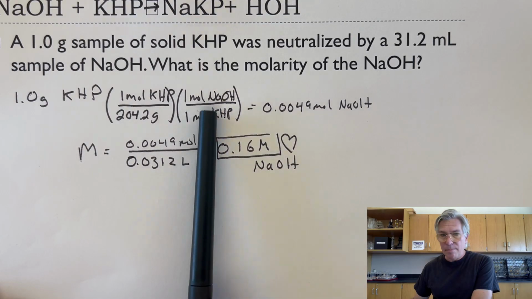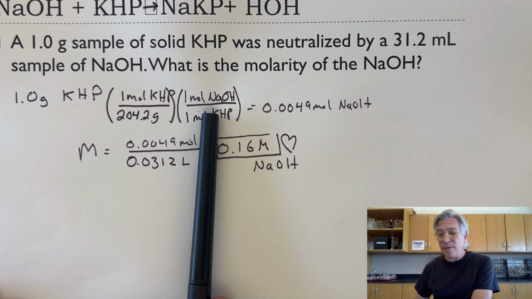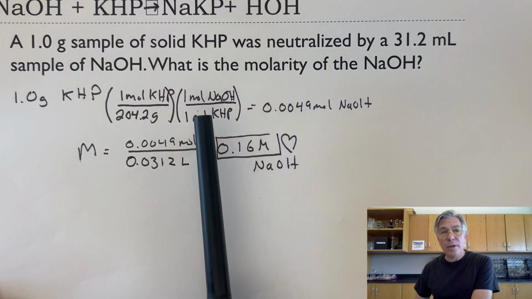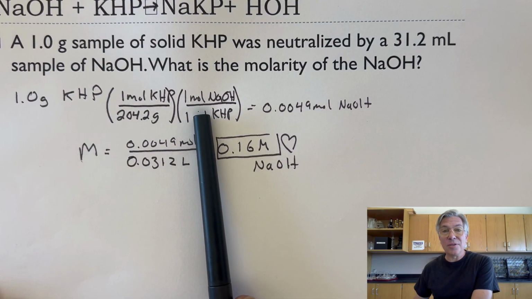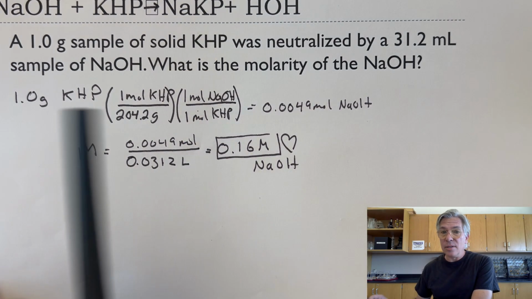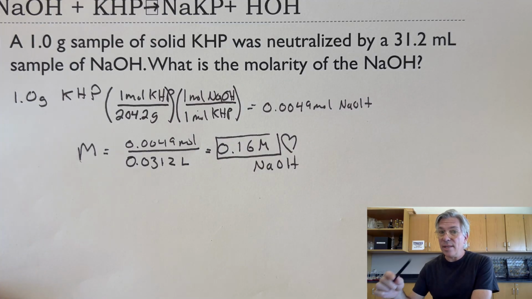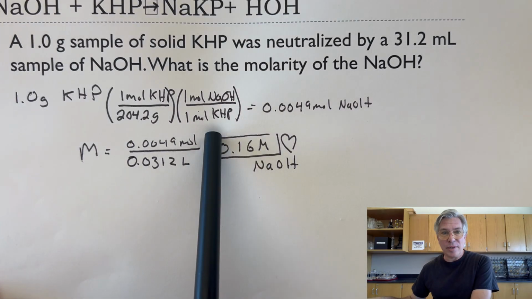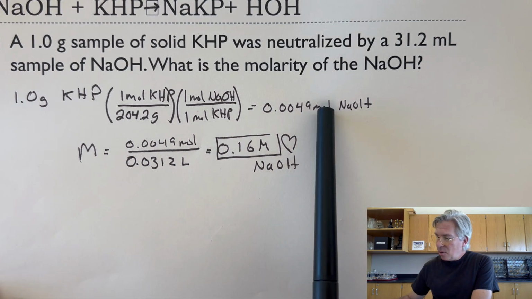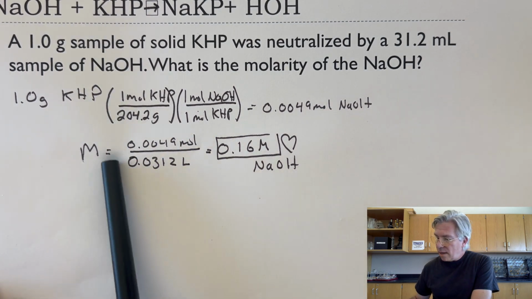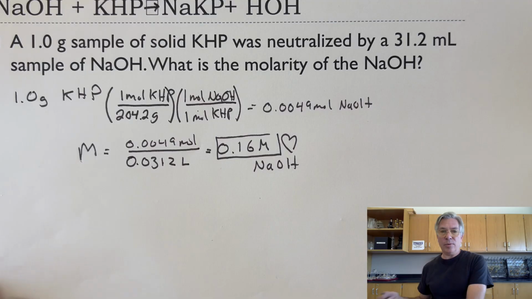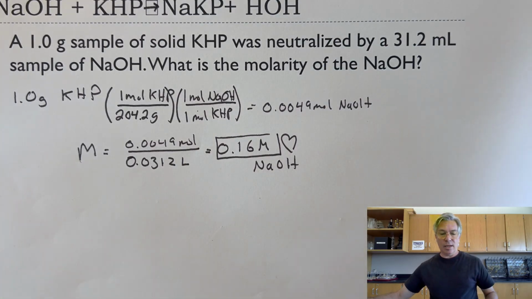1-to-1 ratio, make sure to include that. Even if it is a 1-to-1 ratio and it doesn't change your answer, put it there so that your grader knows that you know it should have been there. So there you go. That's moles. And then I took the number of moles divided by the liters, and I got 0.16 moles per liter of NaOH. Okay, your turn. Similar type question.